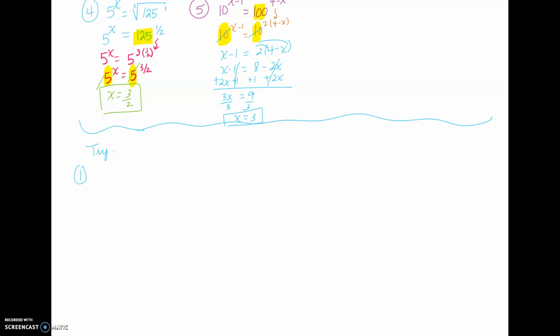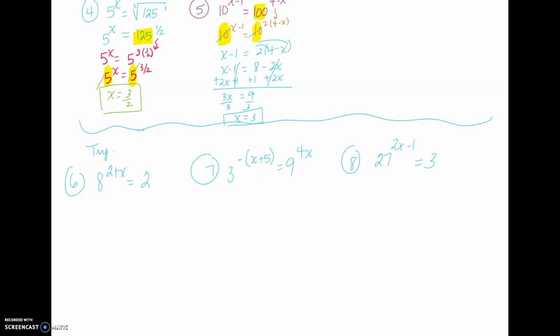Well, that's not really number 1. Let's call that number 6. Number 6 is 8 to the 2 plus x equals 2. Number 7 is 3 to the negative, and in parentheses, x plus 5 equals 9 to the 4x. And then the last one I want you to try is 27 to the 2x minus 1 equals 3. All right, let's just stop for a minute and then we'll come back and check these.